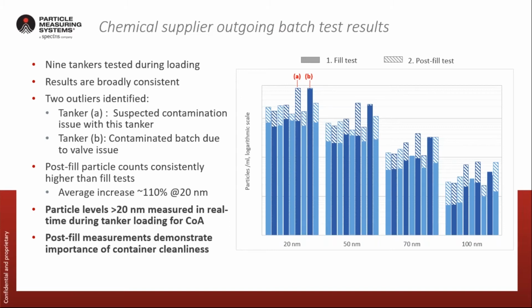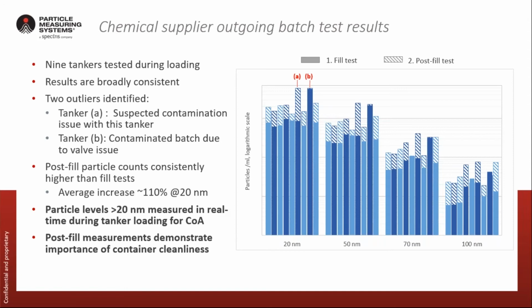Now, tanker B, in this case, we saw elevated particle counts during the fill test, and this was believed to be caused by a badly functioning valve upstream from the Chem 20 that was releasing lots of particle contamination and contaminated the fill test measurement. But overall, we found the post-fill particle counts were consistently higher than the fill tests, with an average increase of around 110% in the particle counts at 20 nanometers.